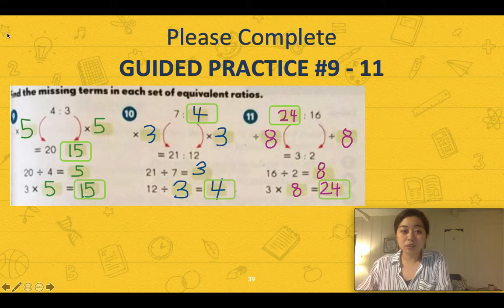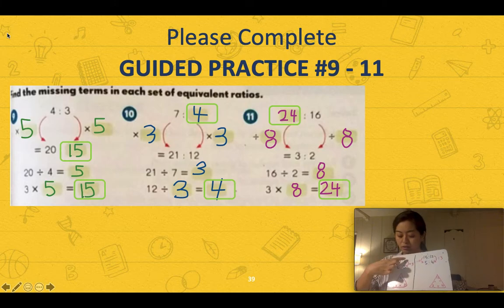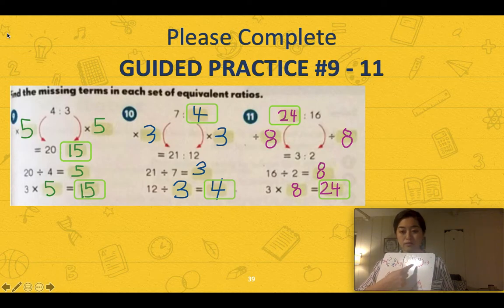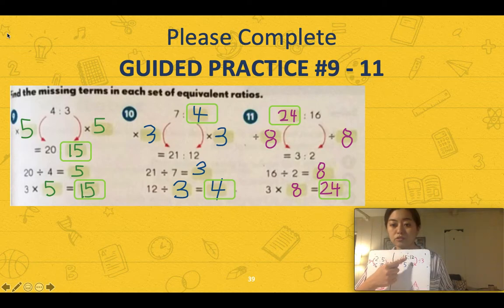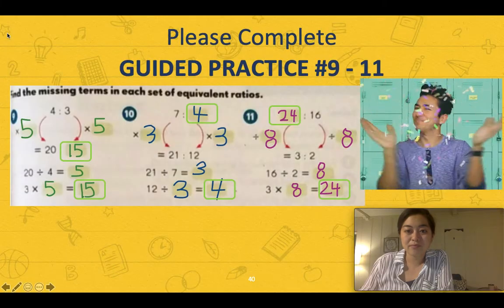But if it doesn't tell you the operation sign of multiplying or dividing, then you'll know what you need to do. If the numbers from the first ratio to the second ratio get bigger, you need to multiply. If the numbers from the first ratio to the second ratio get smaller, you need to divide. Good job.